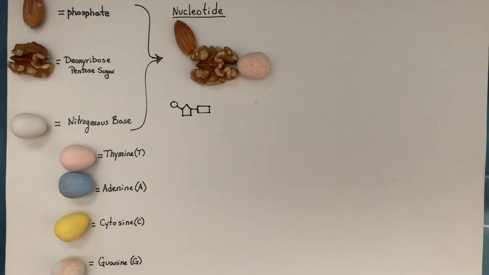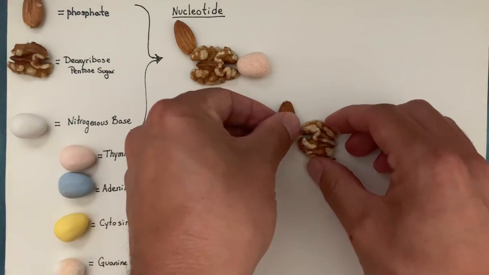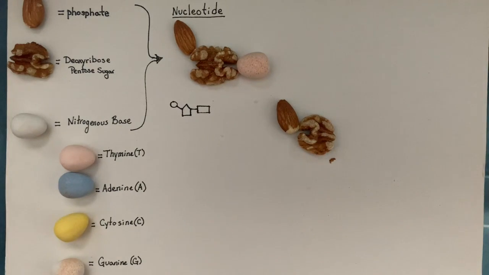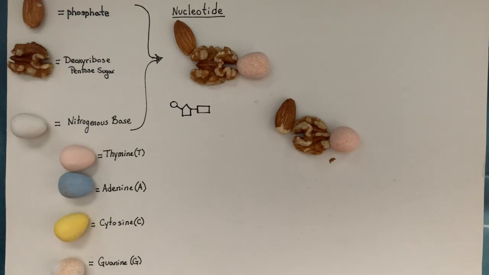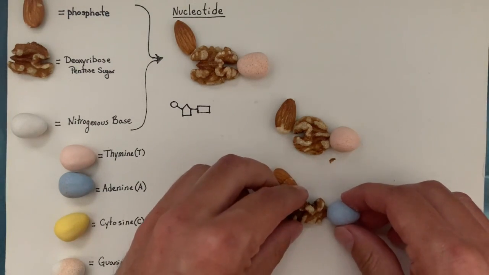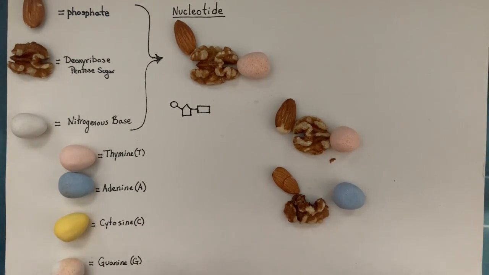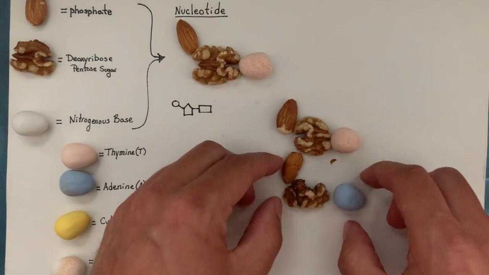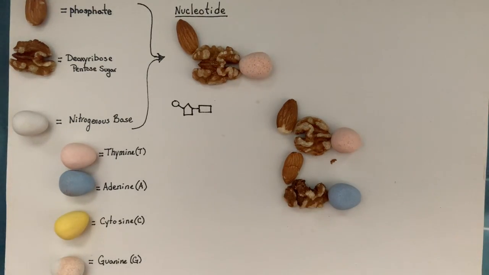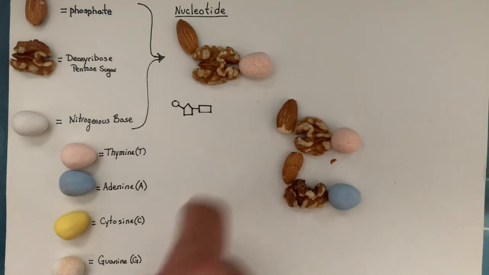To build a DNA molecule, you have to covalently bond your nucleotides together. So what would happen is you would have one nucleotide, and then it's going to covalently bond with another nucleotide. So here's one, here's another one. And what will happen is this phosphate is going to bond with that deoxyribose of that nucleotide, forming a sugar phosphate backbone. Sugar, phosphate, sugar, phosphate.